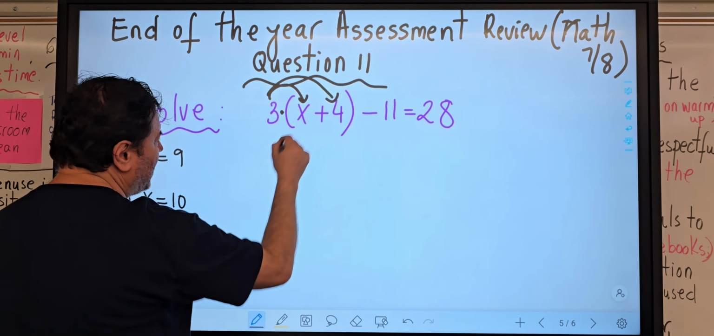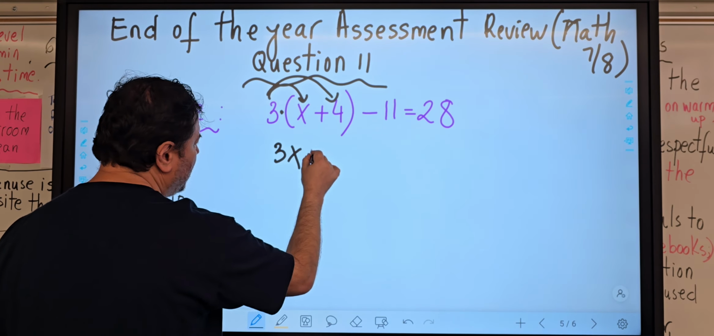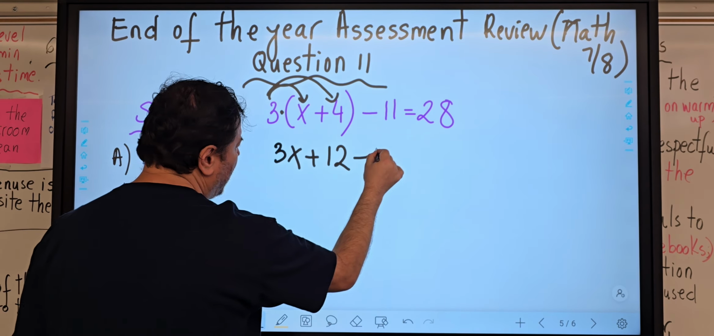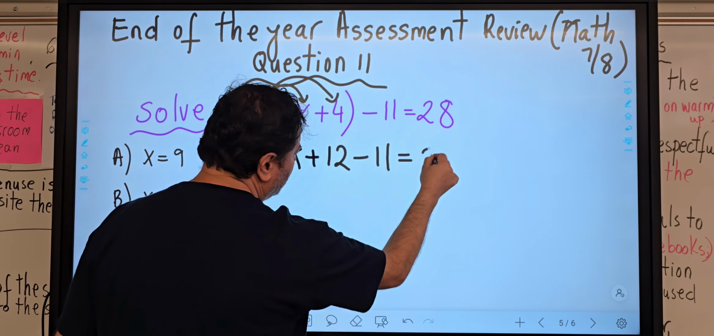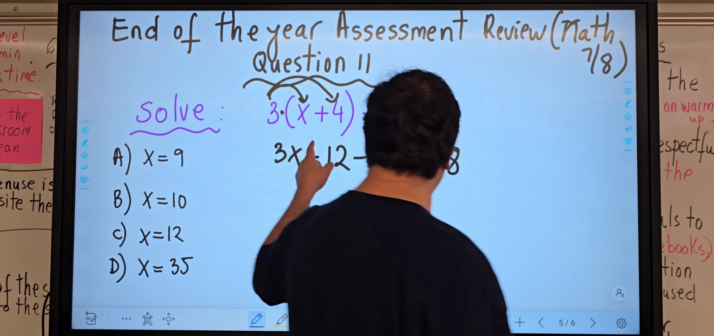Let's do this. 3 times x becomes 3x. 3 times 4 becomes 12. Plus 12 minus 11 equals 28. Okay, so that was our first step.